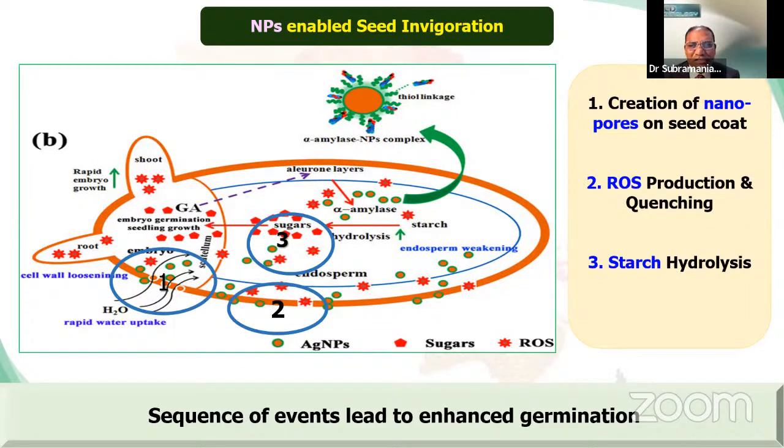So these 3 processes are very, very important. These 3 processes are responsible for the seed invigoration. Firstly, the creation of pores on the seed coat. Number 2, the reactive oxygen species are quenched. Number 3 is the starch hydrolysis. Let us look at some of the important nanoparticles, how they are helping in improving the seed germination.